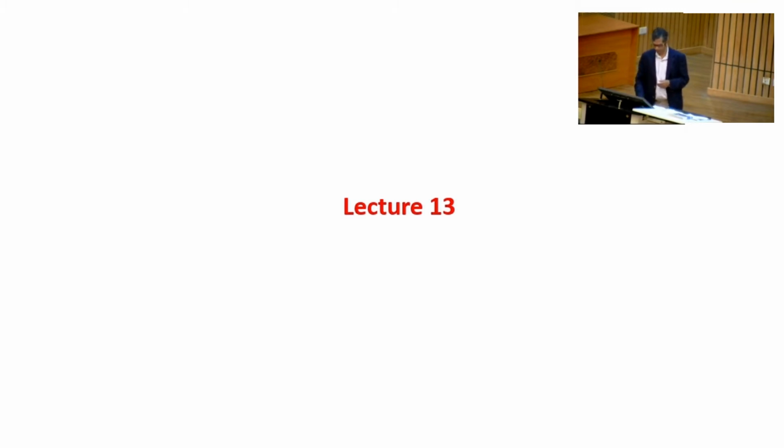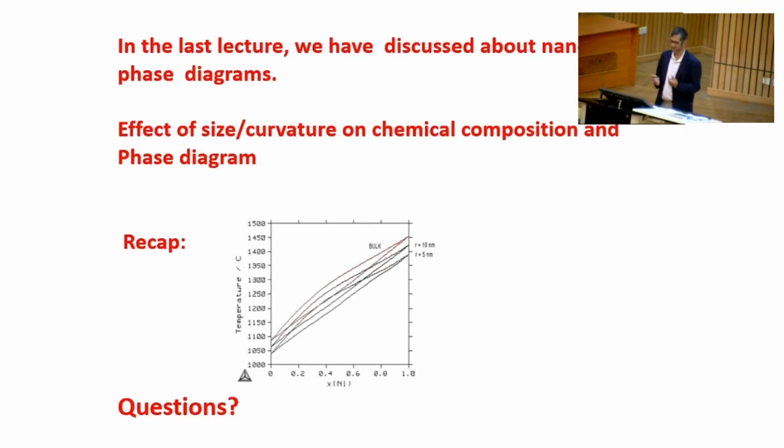So, what did we study in the last lecture? We discussed some aspects of nano phase diagrams. This word nano phase diagram means many things, so it should be quoted as such, because it is widely used in literature. But what it means is the effect of size and curvature on the chemical composition, temperature, and the effect on the phase diagram itself.